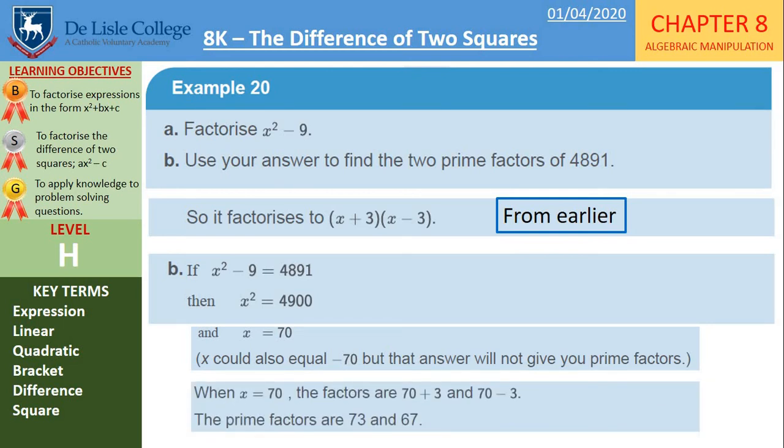So when x is 70, using the brackets, the factorised form, x plus 3 and x take away 3, we're going to have 70 plus 3 and 70 take away 3. And therefore we have 73 and 67 as the two prime factors.